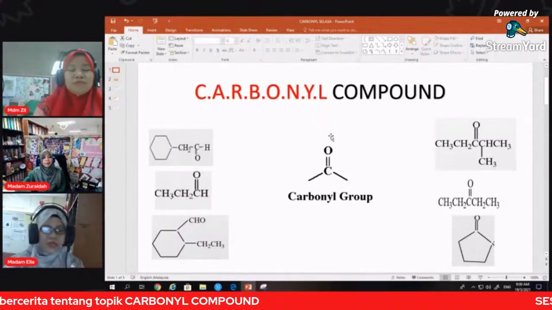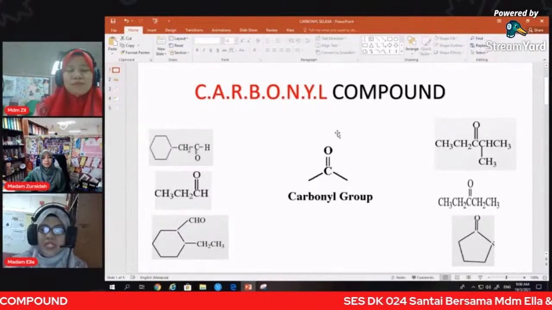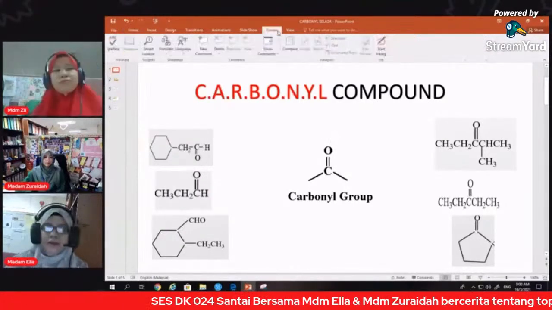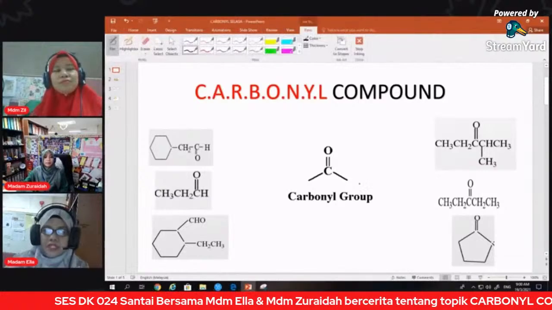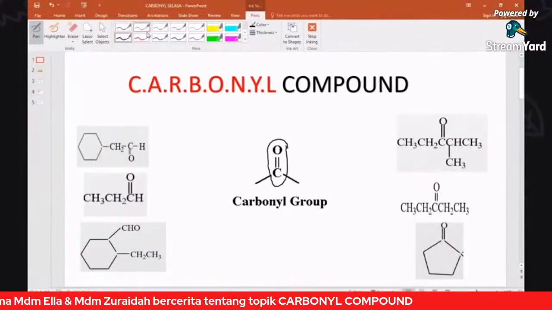A carbonyl compound is a compound that has a carbonyl group. You can see the carbonyl group here. Where is the carbonyl? This one is the carbonyl, C double bond O.